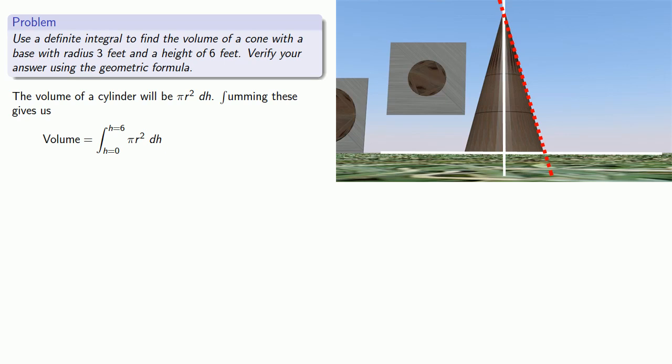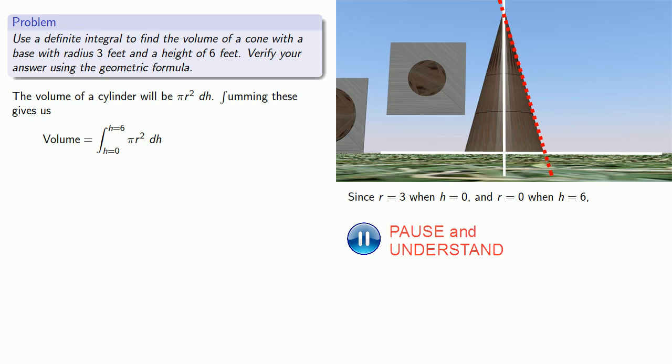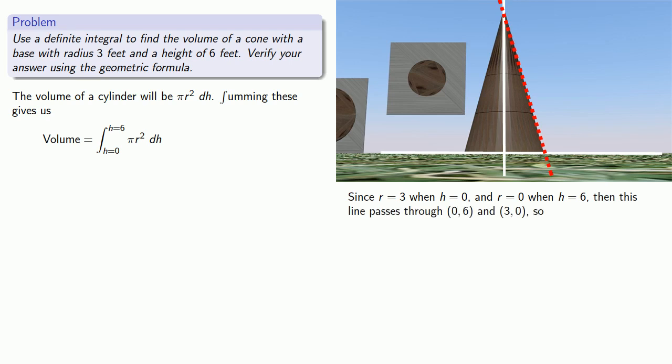Well, we see down here at the bottom, we have the radius 3 because that's the radius of the base when the height is 0. Then up here at the very top of the cone, the radius is 0 when the height is 6. And so that means this line passes through the points (0, 6) and (3, 0). So its equation will be h equals 6 minus 2r.